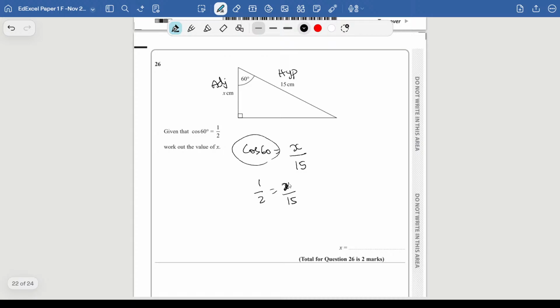So what's the value of x here? We times with 15 on both sides. So we have x, so this goes off. So half of 15 is 7.5. X is 7.5 centimeters.